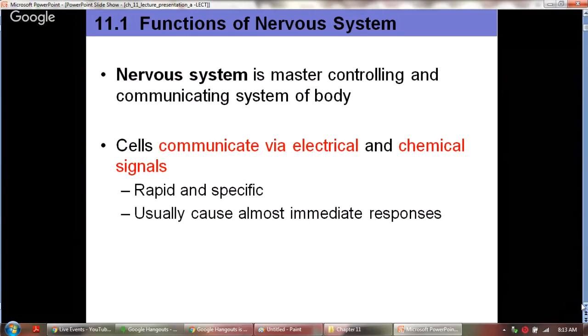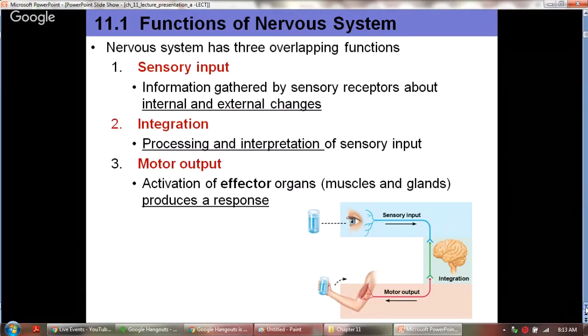The cells communicate via electrical and chemical signals. Because it needs quick processing, the signals are rapid, and because it needs to be very accurate, it's very specific. Usually it causes an immediate response to a certain stimulus.